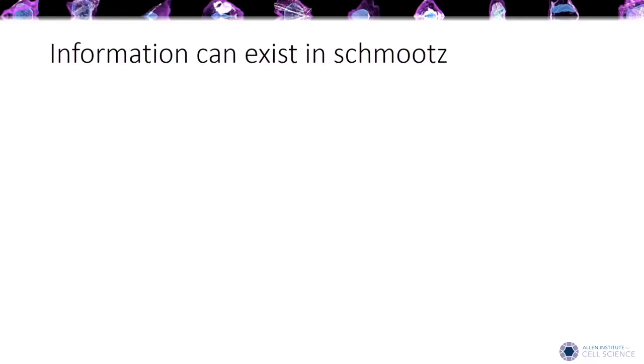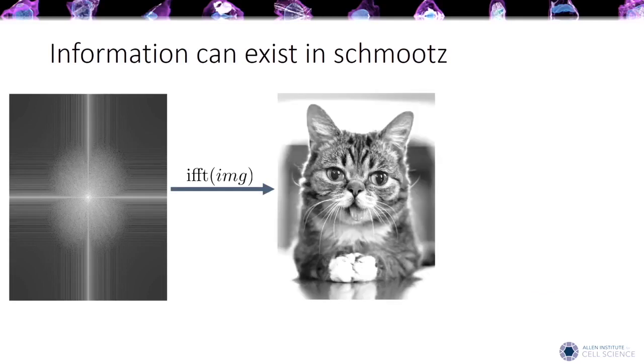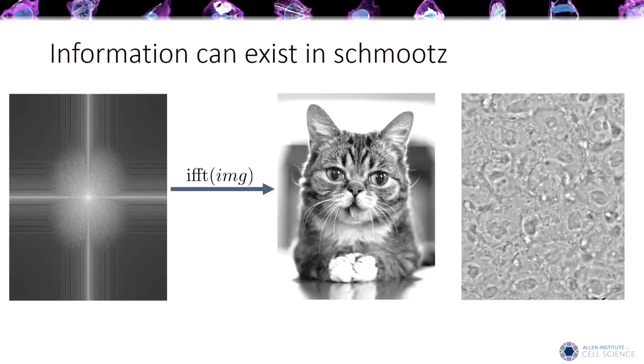So information can exist in schmootz. I think of schmootz as like the stuff on my glasses, but for the purposes of this talk, let's say it's stuff in images that you don't really know what it means. There's times when there's a lot of structure to an image, but I can't necessarily interpret what's going on in there until I come up with the appropriate transform function. And then all of a sudden, that information is in the right context for me to actually make sense of it. So what's the transform function that we should be applying to our images of cells?